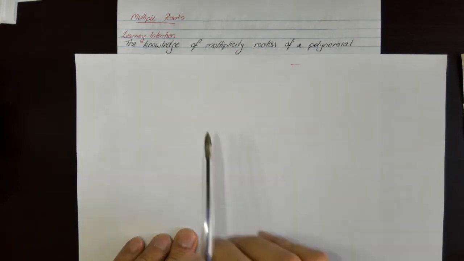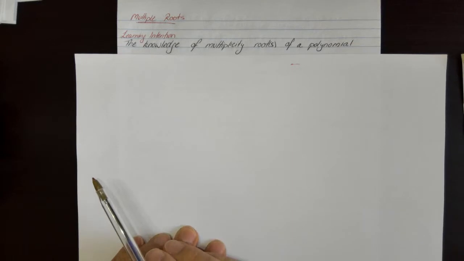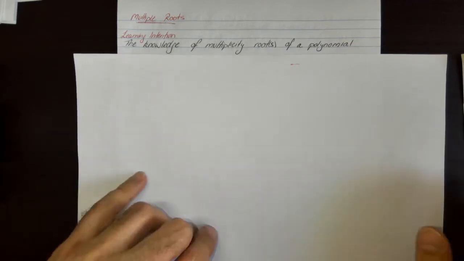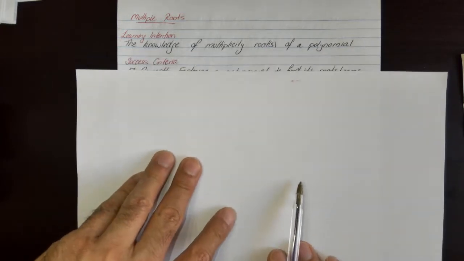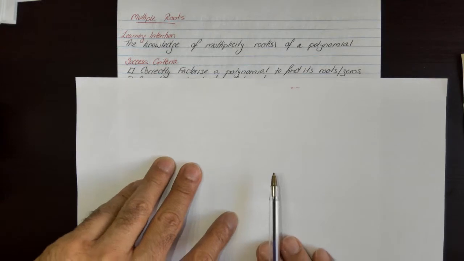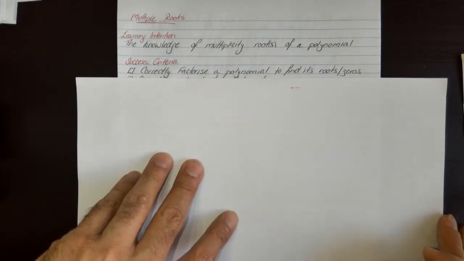Okay, today we're going to continue on with our knowledge about polynomials, and we're going to be looking at things called multiple roots. So the learning intention for today is to build our knowledge of multiplicity of roots of a polynomial. Okay, so we'll be successful if we can correctly factorize a polynomial to find its roots or its zeros.